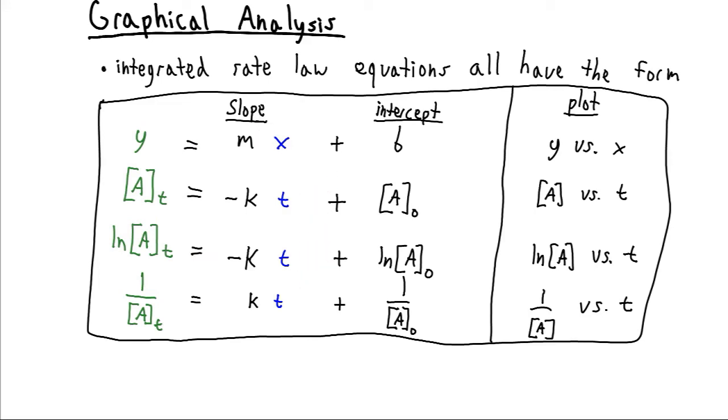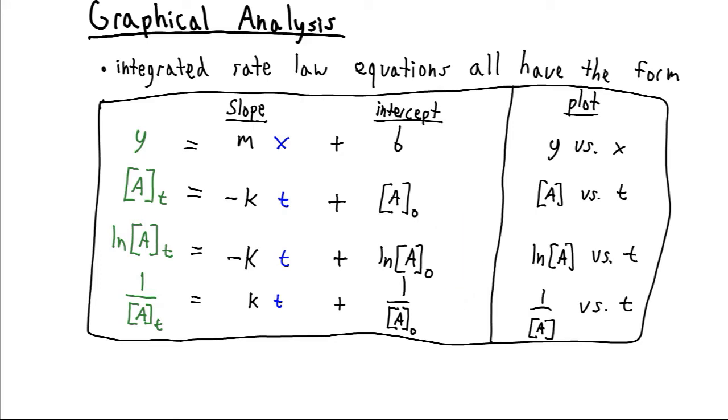But whatever we choose for our dependent variable here, whatever multiplies it, that is going to be the slope of our plot. And so if we plot our data and we measure the slope, then we will know the rate constant, or the negative rate constant. Likewise, whatever we're adding, that's going to be our intercept.